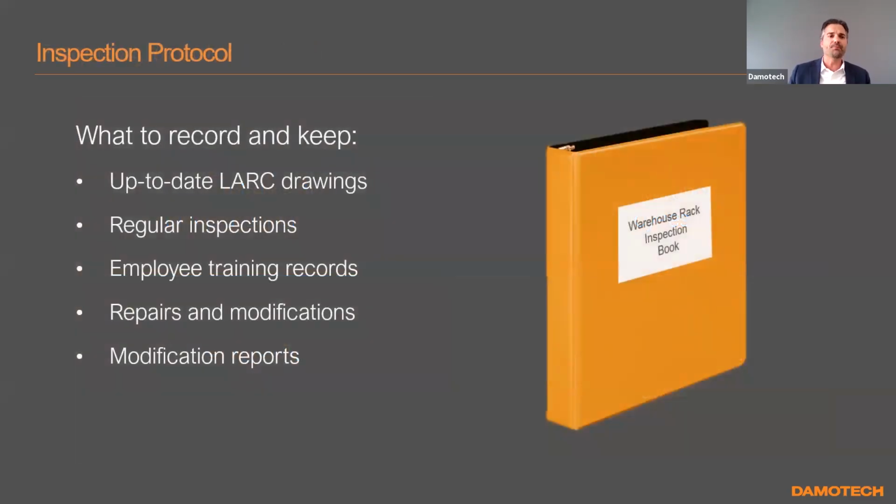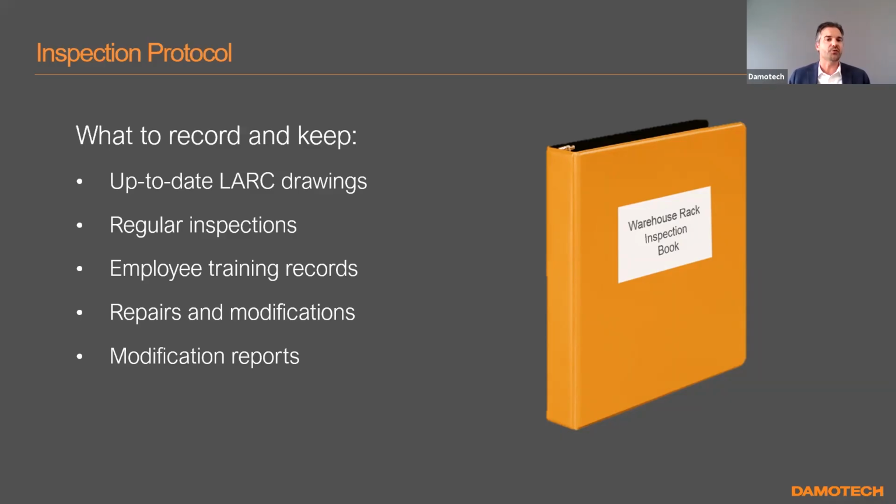In terms of inspection protocol, what should you have on record? Charles talked about it. Make sure that you have your up-to-date LARCs drawings. Make sure you understand what the racking is, what the design is, what it can hold, and whether it is the most recent configuration it has.